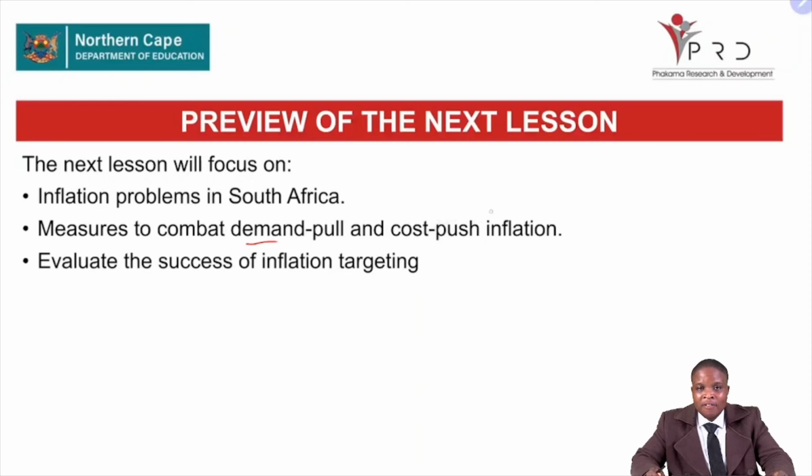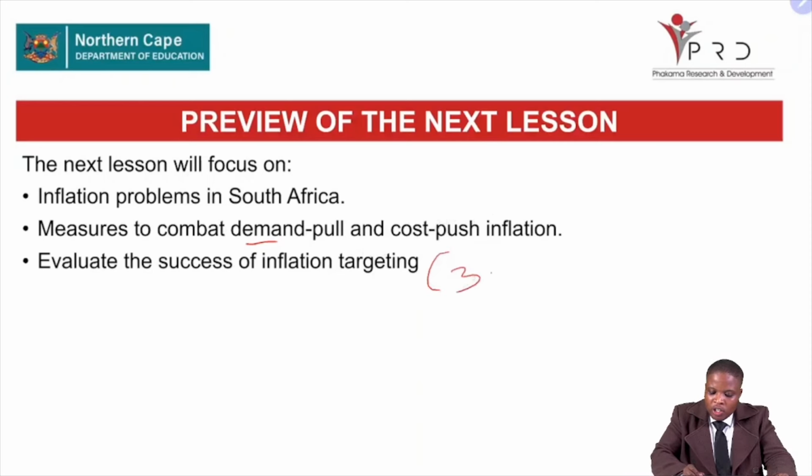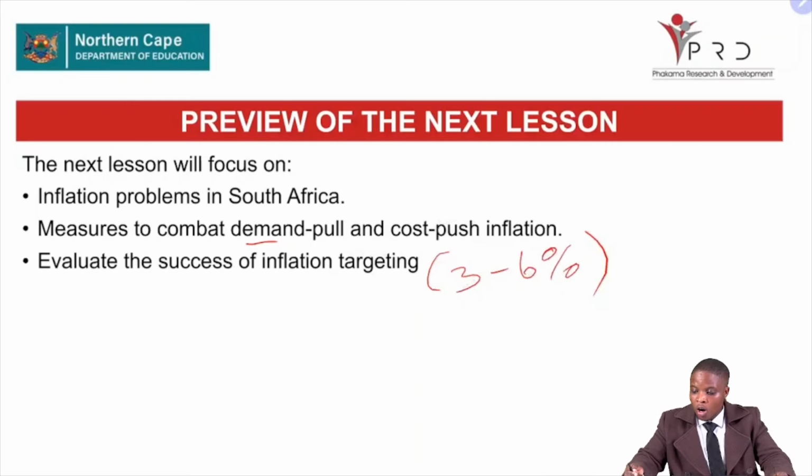So we identified 2 essays in the unit. One is the one that we just did now, where you're looking at the consequences of inflation, and then now discussing in detail measures to combat inflation. It's another long question that we have in this unit. And we'll also evaluate the success of inflation targeting, which is your 3 to 6%. We need to evaluate if it's successful or not.